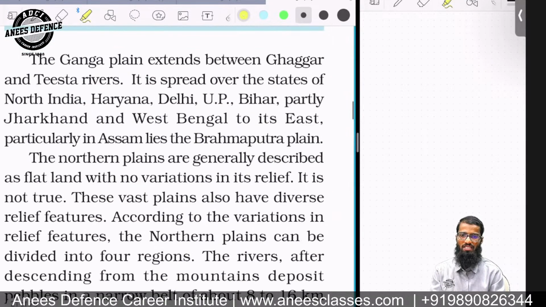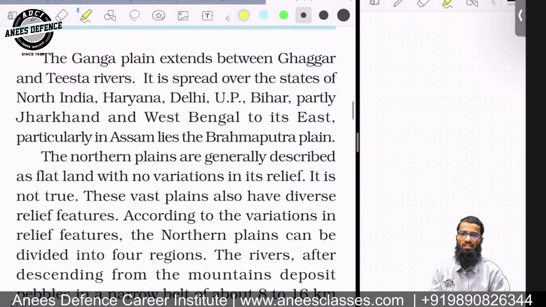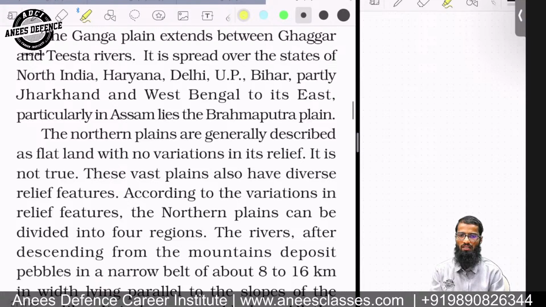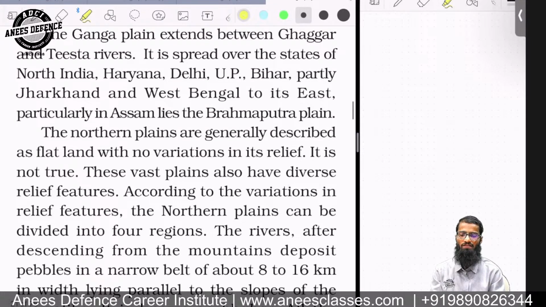Ganga plains extend between Ghaggar and Tista rivers. It spans the states of North India: Haryana, Delhi, UP, Bihar, and also some parts of Jharkhand and West Bengal. Northern plains are generally described as flat land with no variation in relief feature. It is not true. So this line is important. These vast plains also have diverse relief features.